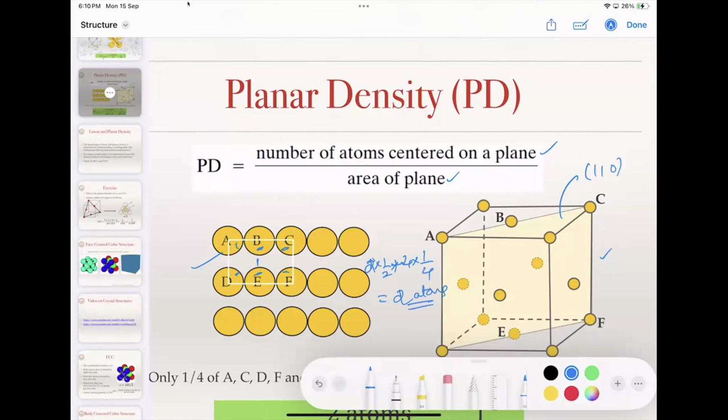What is the area? If the edge is a, this is root 2 a, and this length is a. So the planar density is 2 by root 2 a square, that is root 2 by a square. Is that correct? Yes, sir. That is the planar density.